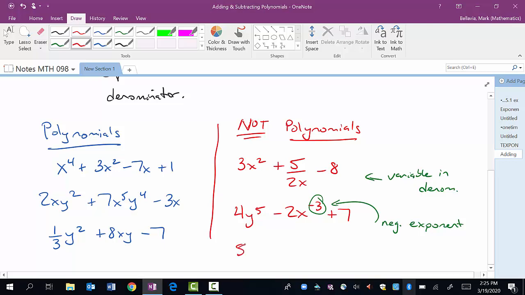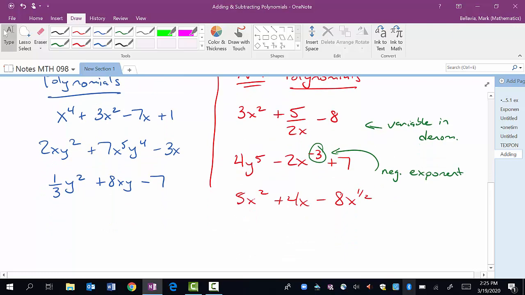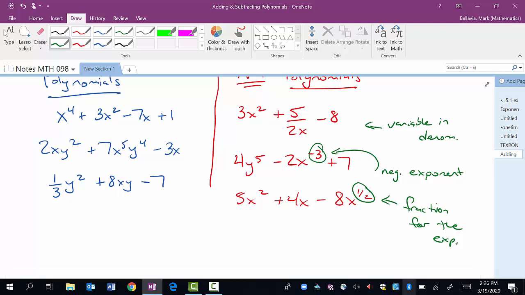And then lastly, I'll put this one here: 5x squared plus 4x minus 8x to the 1/2 power. Again, this is not a polynomial. The reason being is that the exponent here is not a whole number. It's a fraction for the exponent. So identifying polynomials and things that are not polynomials is important. And then we're going to talk about the terms of a polynomial.